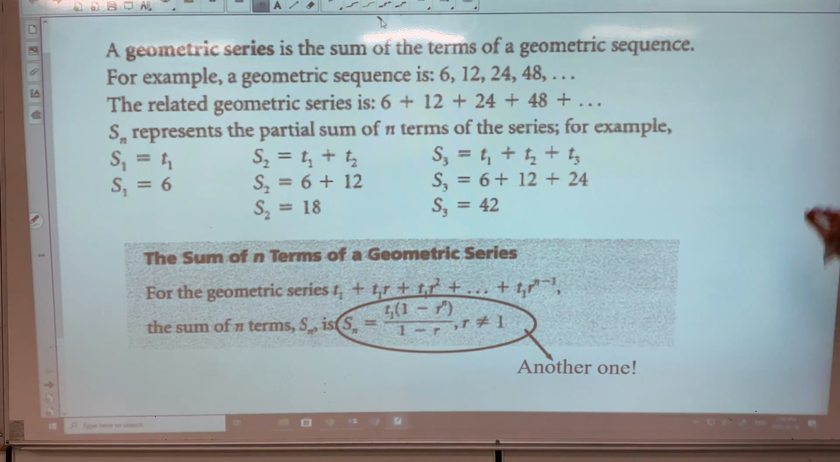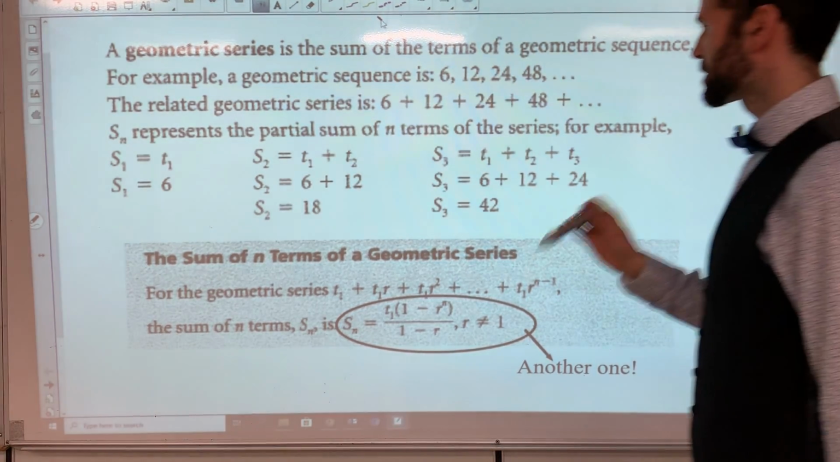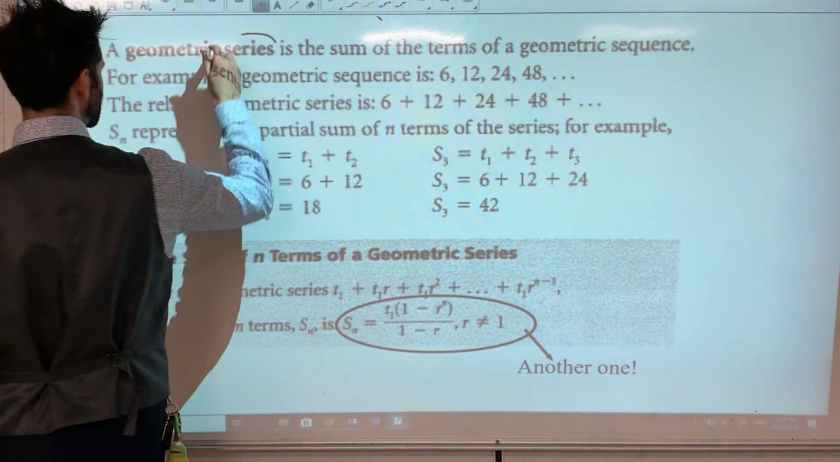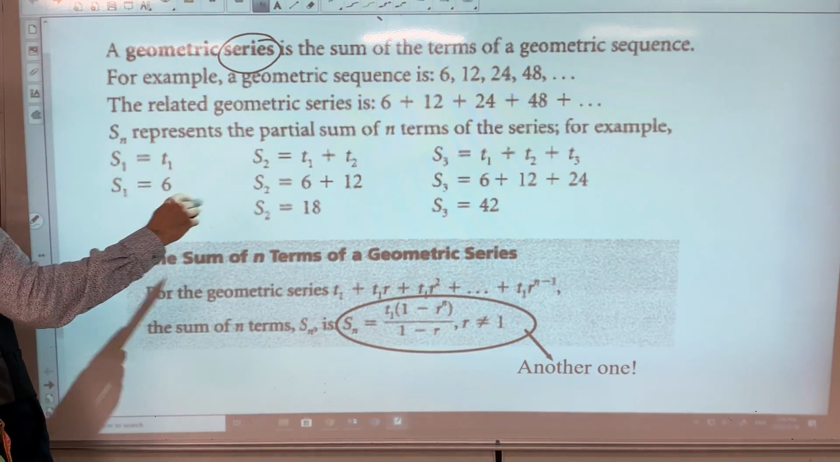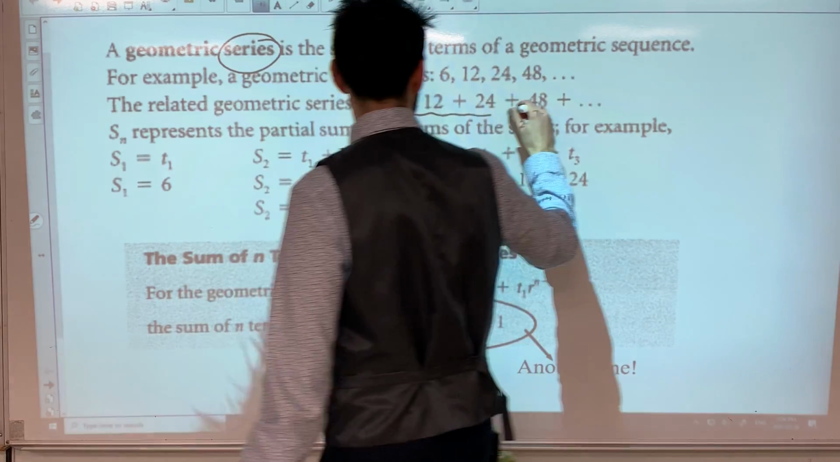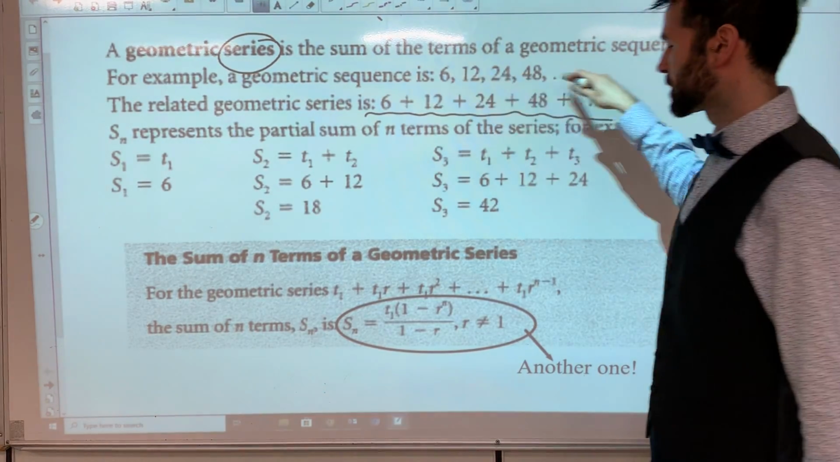Geometric series. Okay, so basically we're just going to learn a couple new formulas for sums now. Remember the big difference between a series and a sequence. A series is when we start putting addition signs between the terms. And then here's the sequence where it's just like this.